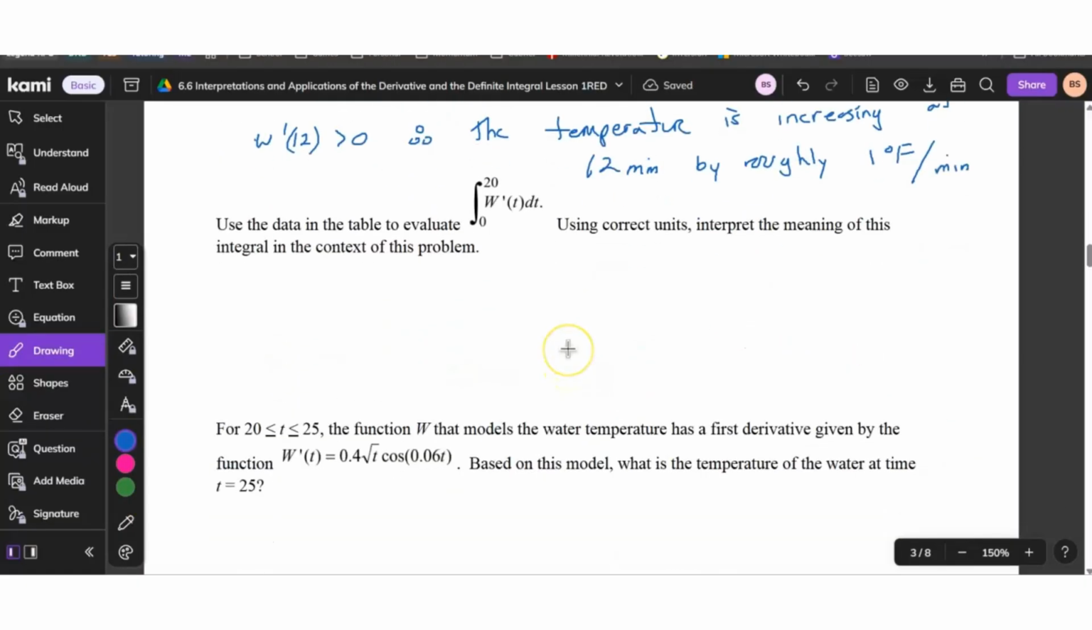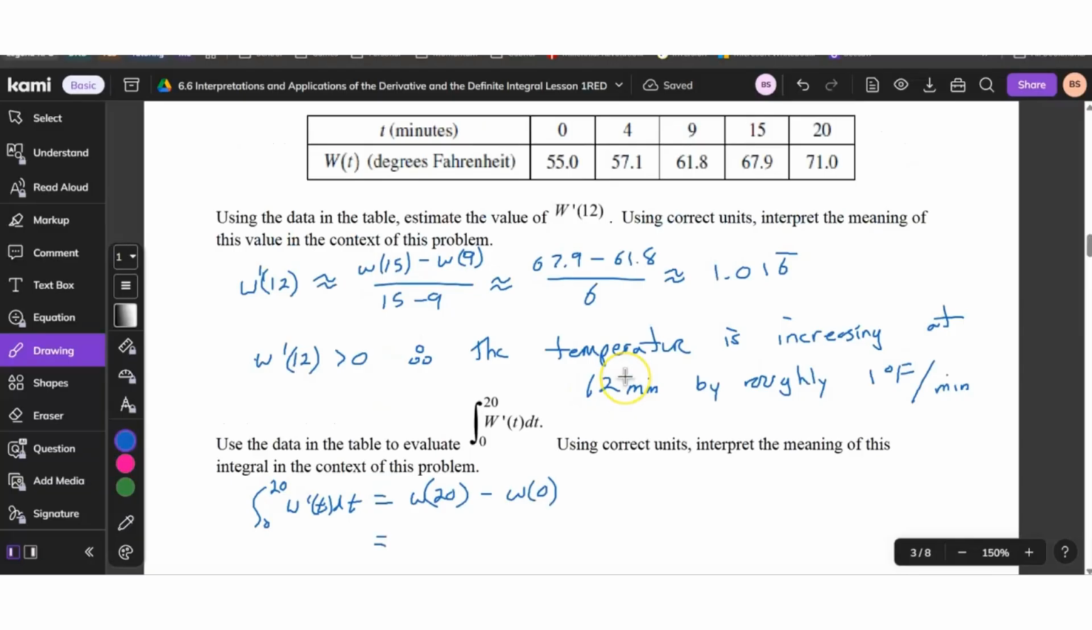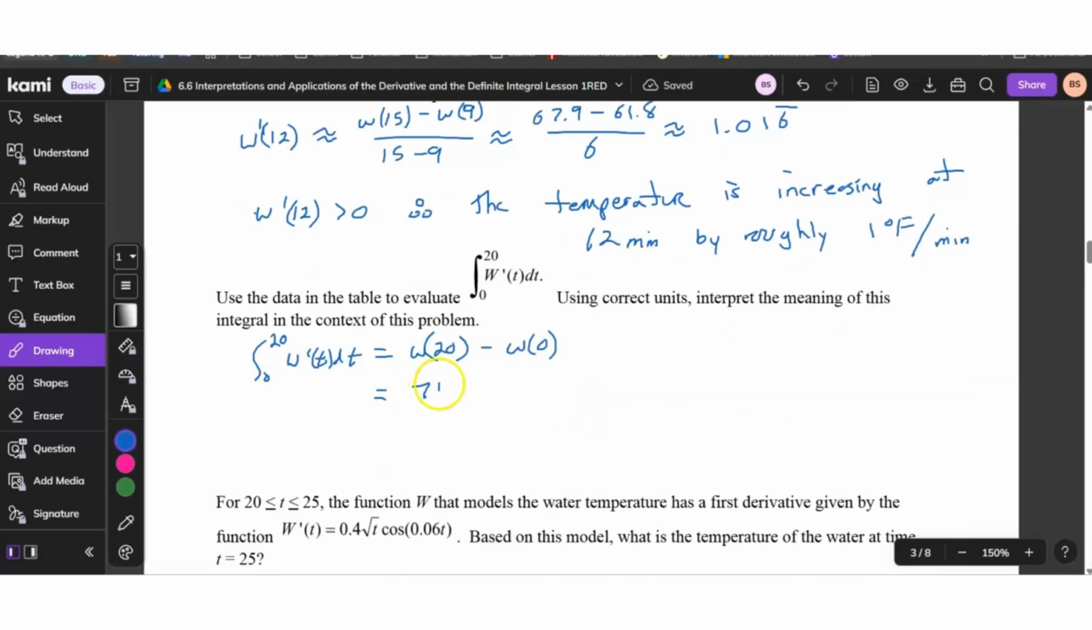Alrighty, let's do another one. Using the data in the table, let's figure out the integral from 0 to 20 of what function? W prime. That is important because that means Fundamental Theorem of Calculus. Since we are going from 0 to 20 of W prime of t dt, it's going to be equal to W of 20 minus W of 0. W of 20, if we look it up, is 71, and W of 0 is 55. So that's 16. Yup.